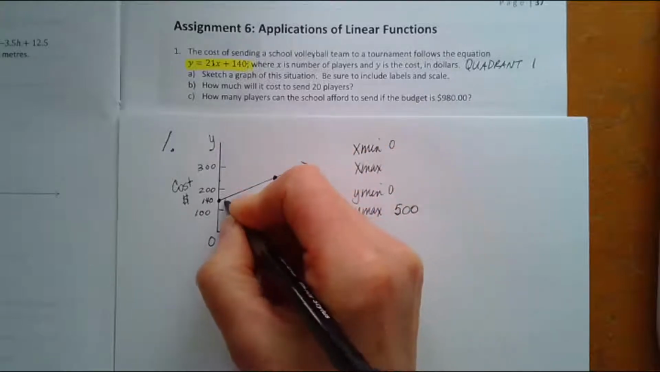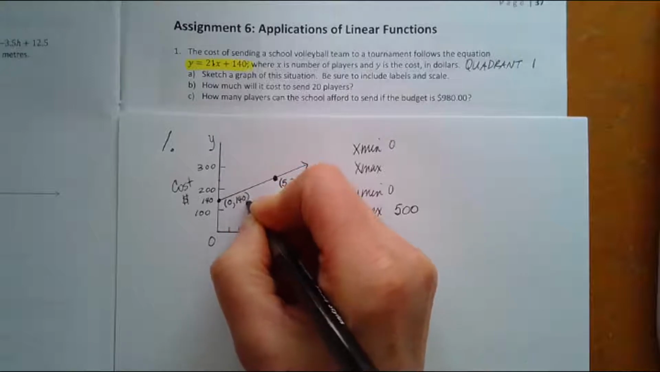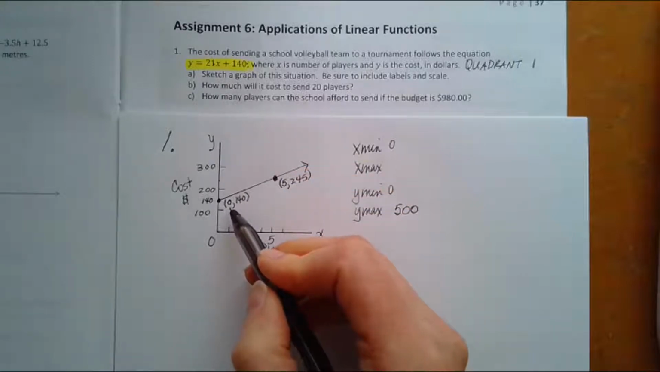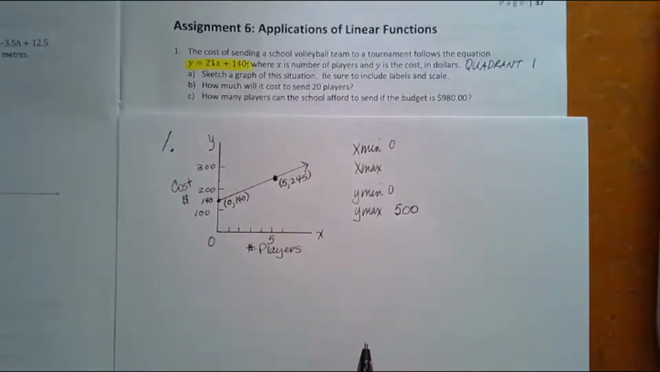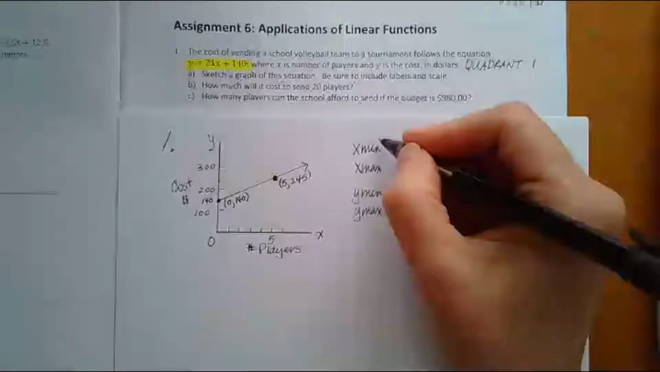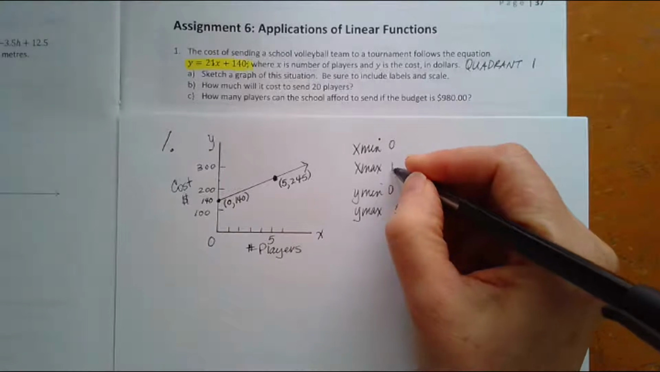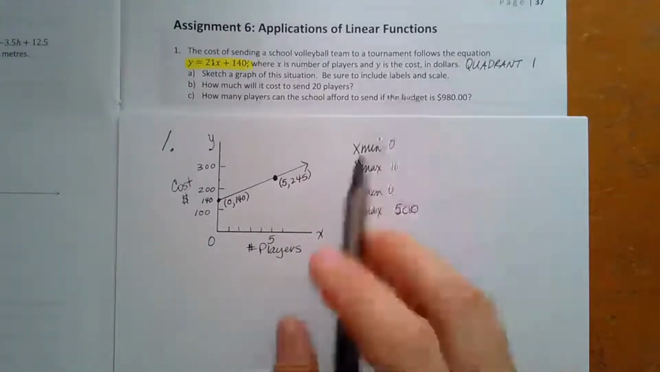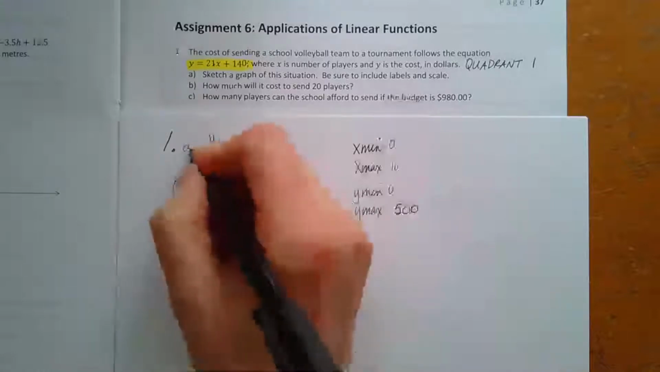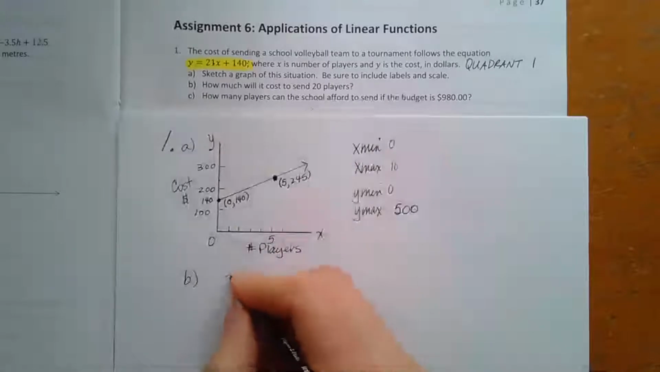I guess I could label this one too. When x is 0, y is still 140. That means when there are 0 players going, this cost will still be 140. There's still a cost involved. And I guess that would be like for the bus. You have to pay the driver anyway, even if no students show up to go. So I just left my x max at 10, I guess for now. Okay, so sketch a graph, label scales, did that. That's part A.